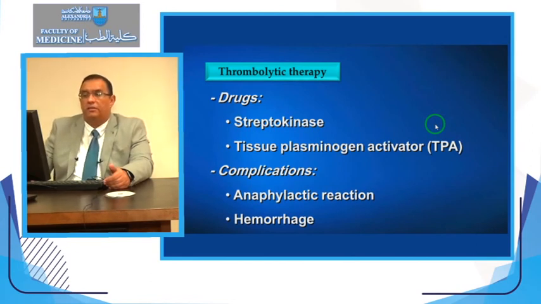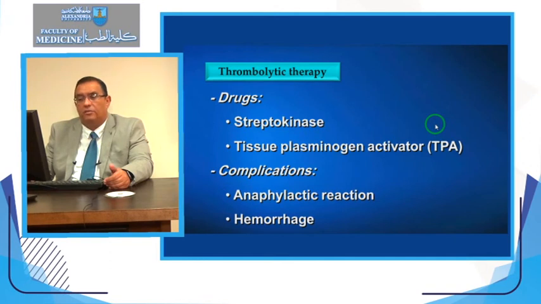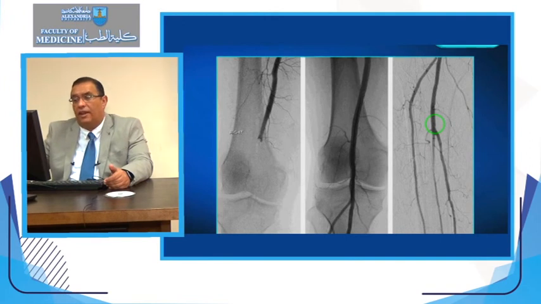Another method of treatment is thrombolytic therapy using thrombolysis, like streptokinase or TPA, tissue plasminogen activator. It is very expensive, and sometimes has complications like anaphylactic reaction or hemorrhage. This uses a small catheter introduced to the tip of the thrombus, and then we start infusion of these thrombolytic drugs continuously for a long time, with repeated angiograms until restoration of the flow, as you see. This is called CDT, or catheter-directed thrombolysis.